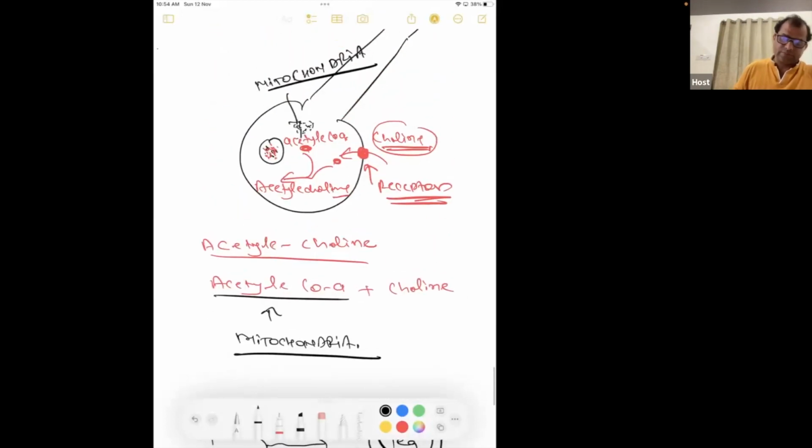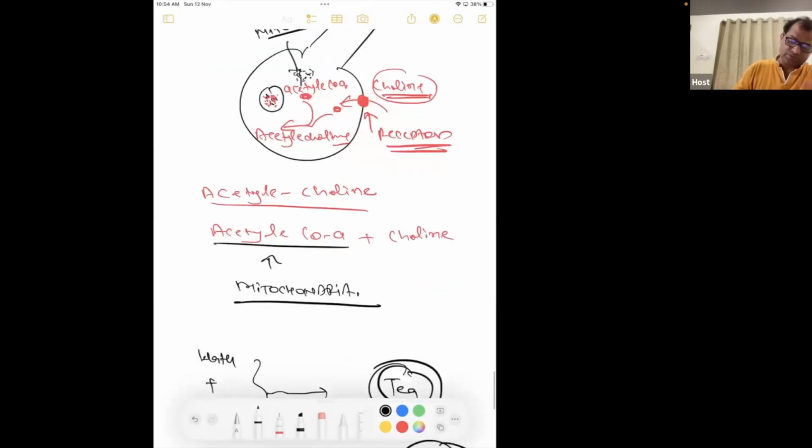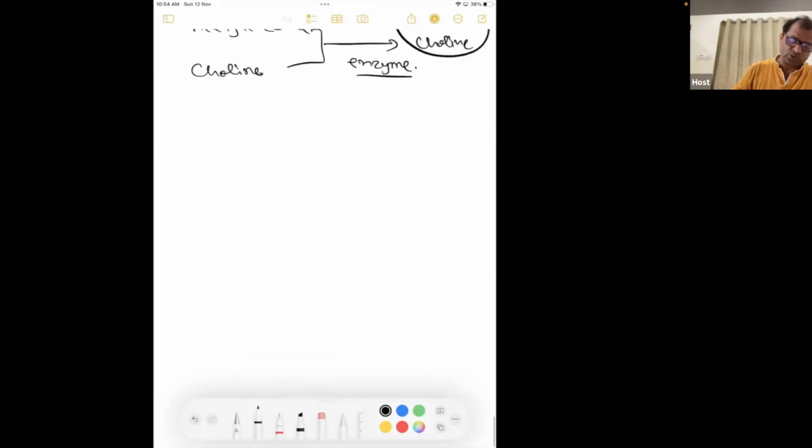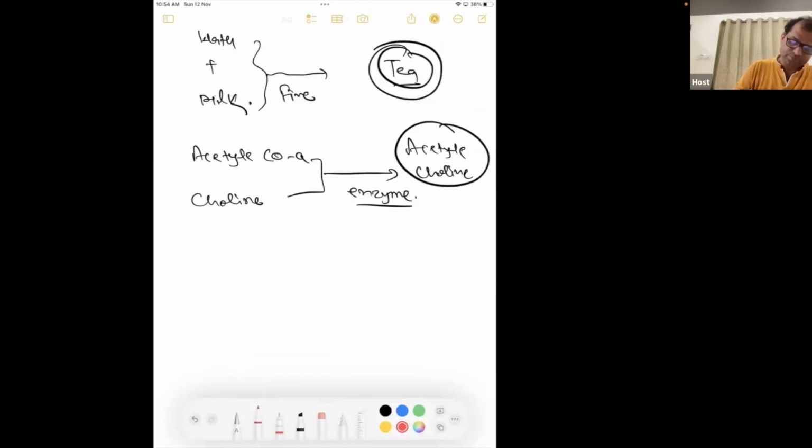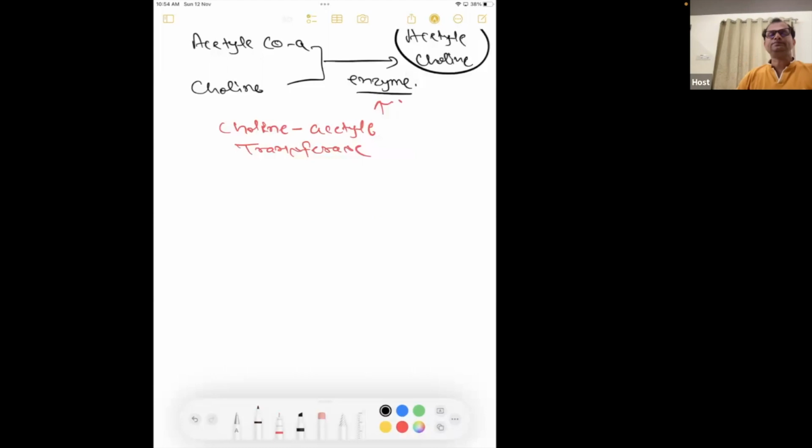So the name of this enzyme also I would like to tell you here. The name of this enzyme, who is doing this work, that is called choline acetyltransferase. So this is the name only. Name is very simple. So now, in the presence of this enzyme, there is a formation of acetylcholine.